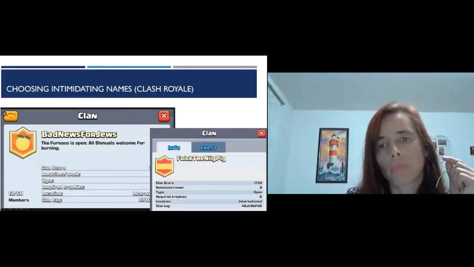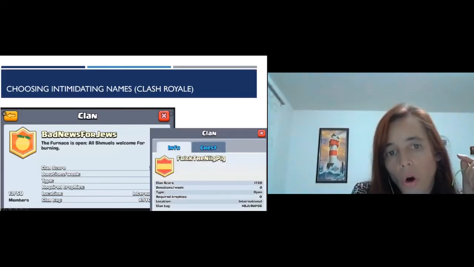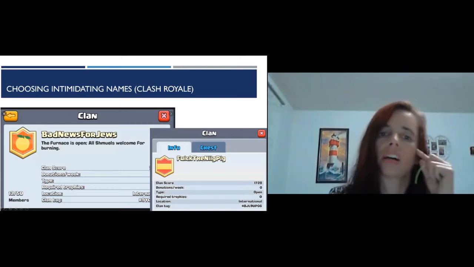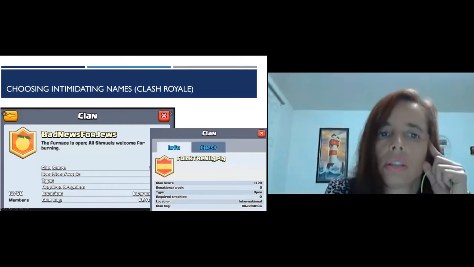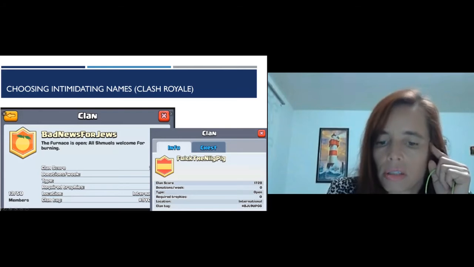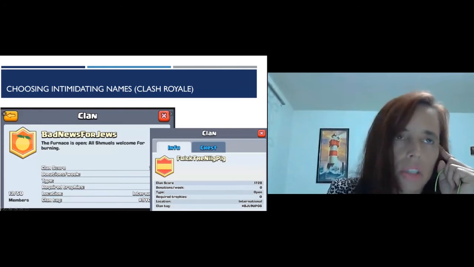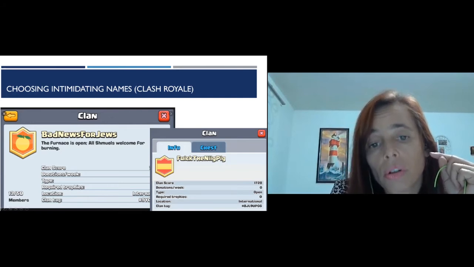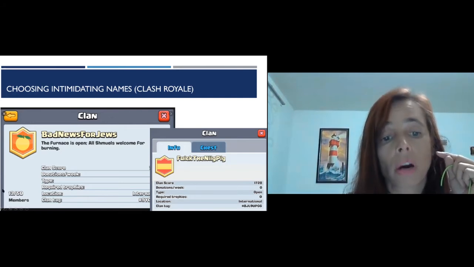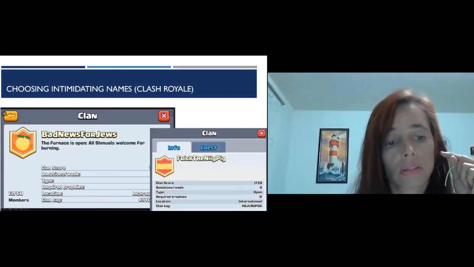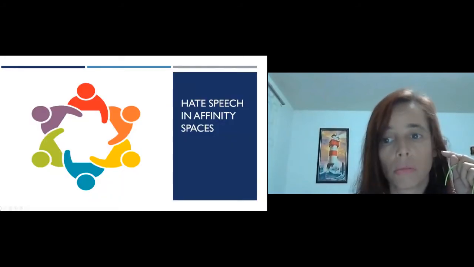And another possibility, which is quite often used by people who really want to intimidate others, is choosing intimidating names, like clan names here, or team names, or avatar names. So that's another possibility where hate speech can be found in quite a lot of games, and maybe it takes quite a lot of time until these names are removed.